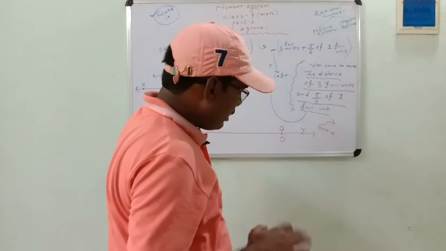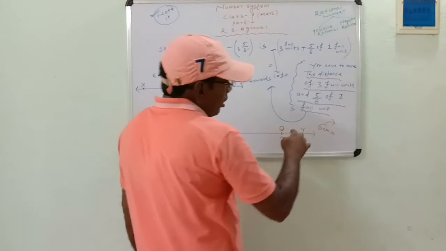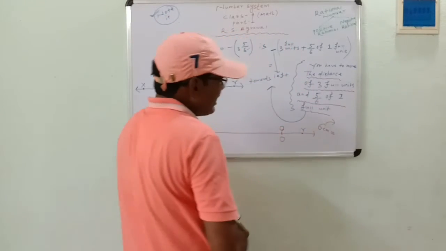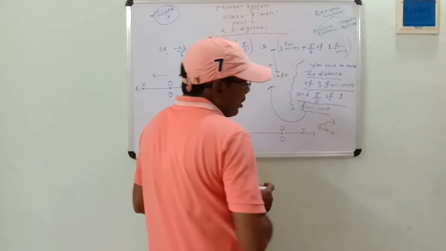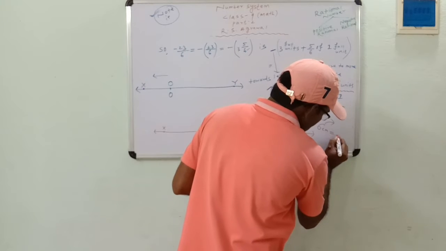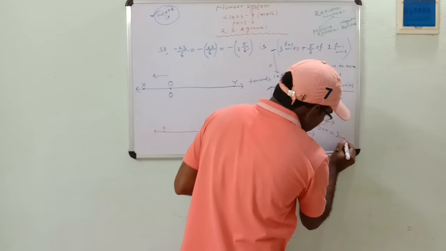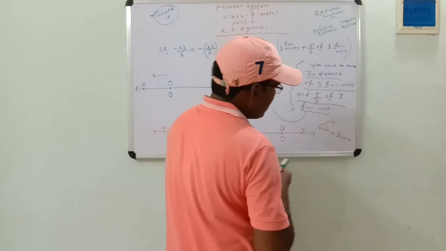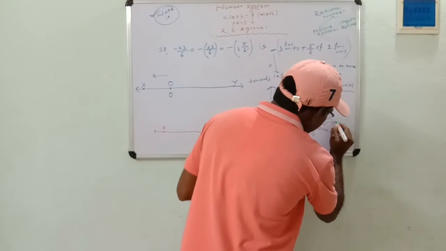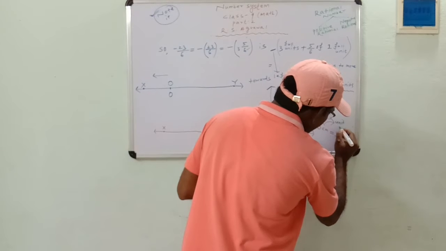Therefore it will be convenient for you to take 6 cm as your unit length, that is equal to 1 unit. It is the unit length. Unit length means 1 unit.